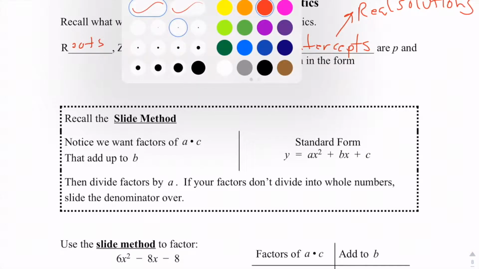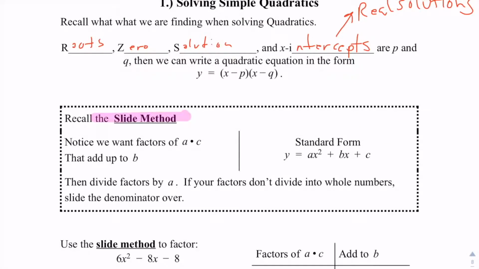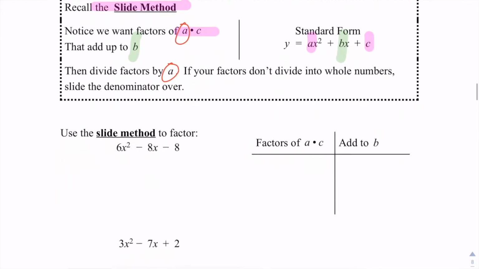If you want to recall the slide method that we used in Unit 4, we want to take factors of AC, A and C, that add up to B. And then you want to divide the A back out because you put it in, so you want to take it out. So let's come down here, get a little bit more practice doing this.